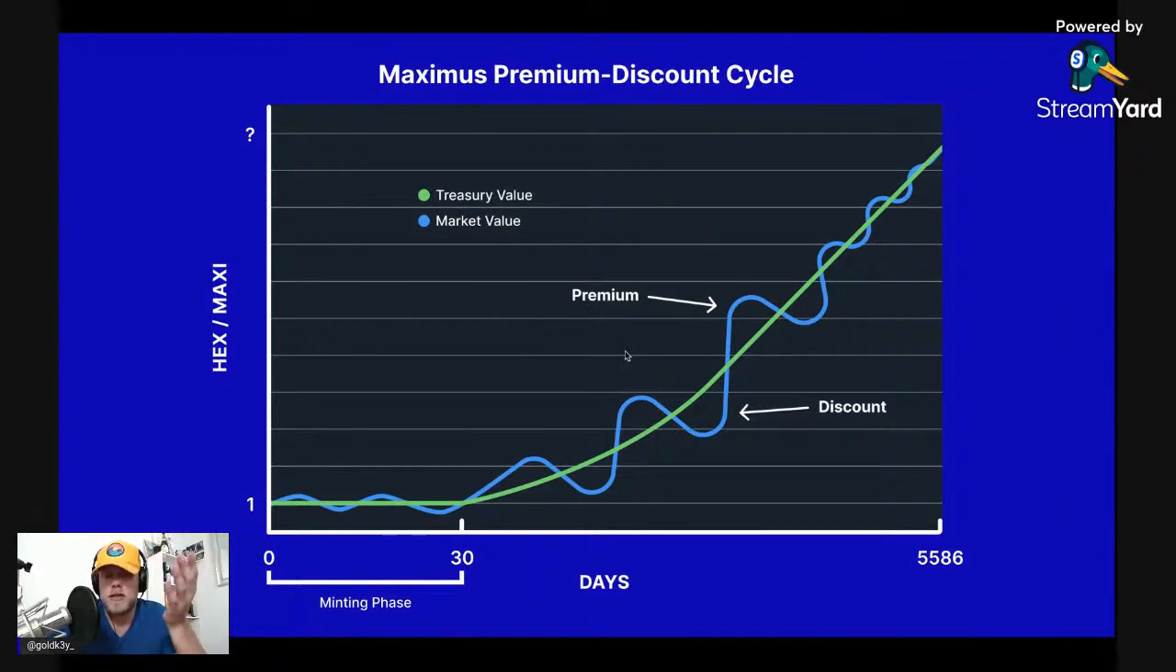So there'll be times when it's above that value where it'll be at a premium. That might be a great opportunity to maybe lock in some gains if you want to, or you can also just hold till the end. Or, there'll be periods at a discount where the market value will be below the treasury value and could be a great opportunity to buy more into the Maximus stakes.